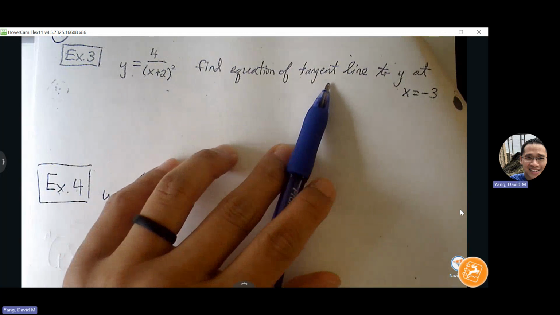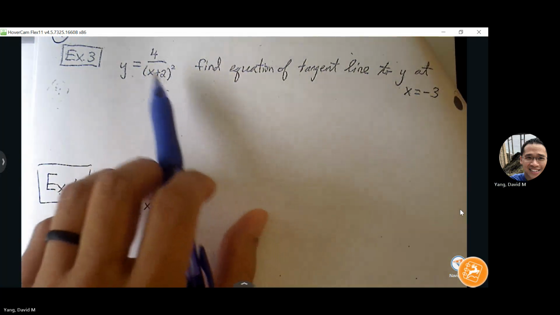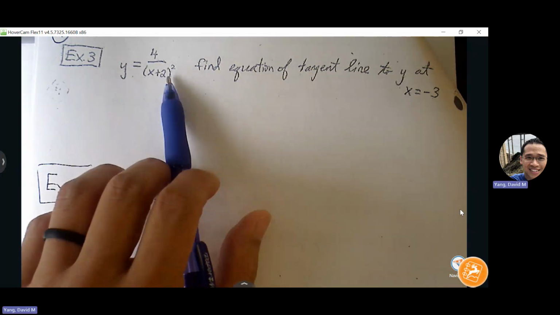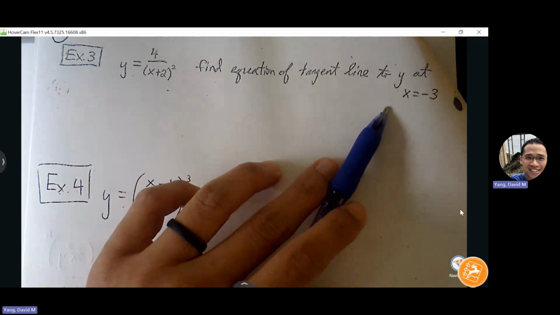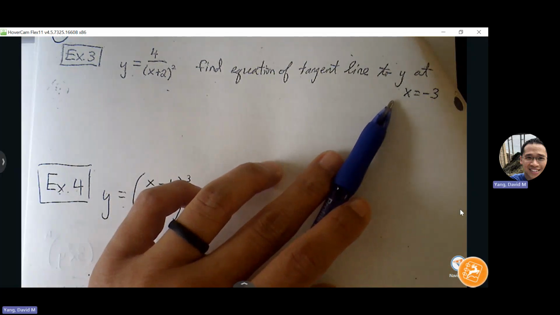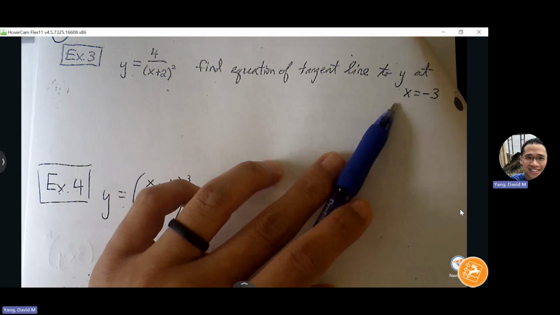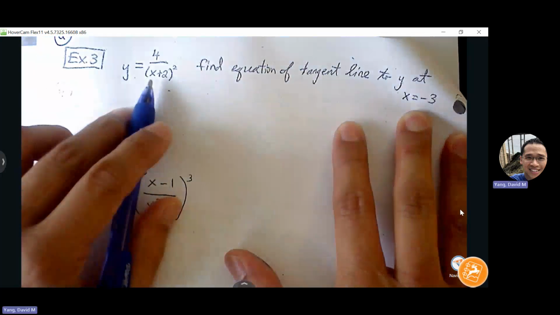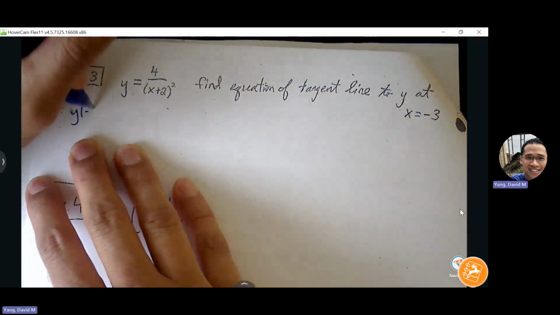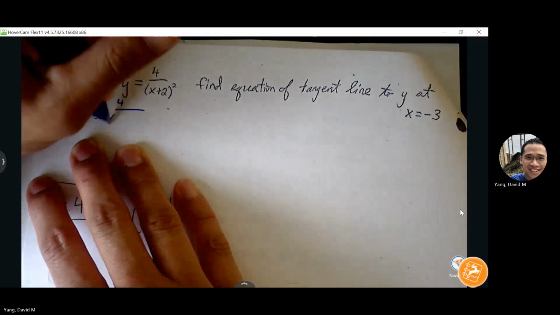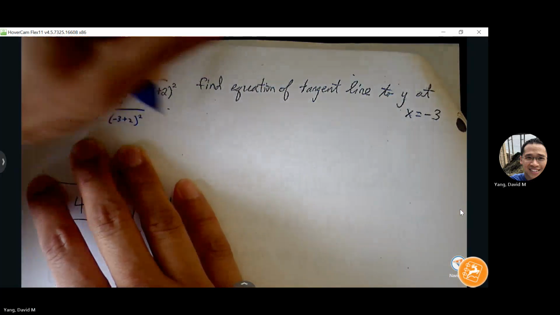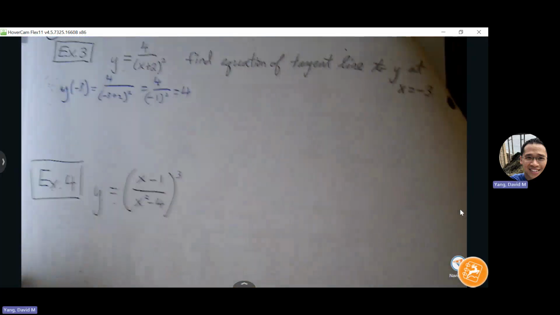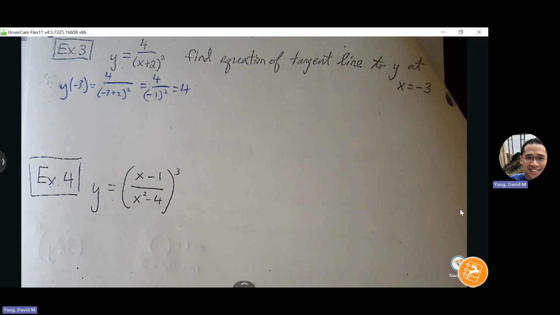Okay, 4 over (x plus 2) squared. Find the equation of the tangent line. Every time we learn a new derivative rule, we're going to find the tangent line equation. So we have to find the ordered pair, find the slope, and use point-slope form, right? Let's do the easy stuff first. How do I find the ordered pair? Plug into the original, right? So y of -3. Okay, so there's my ordered pair, -3, 4. I don't have to touch my derivative to get my ordered pair.